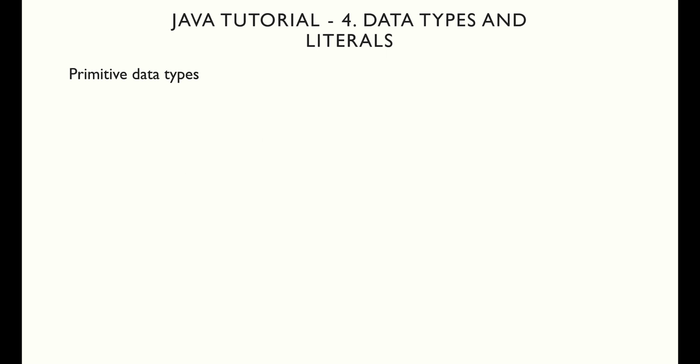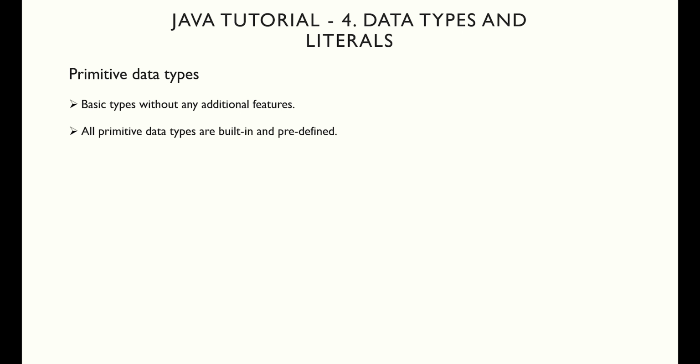What are primitive data types? As the name states, these data types are primitive in nature, that is, basic types without any additional features. Primitive data types have only a single value and have no special capabilities. So, this means you can only assign one value to the variable created with the primitive data type. There aren't any methods or features that can be used to manipulate it. In Java, all primitive data types are built in and predefined. Primitive data types always have a value.